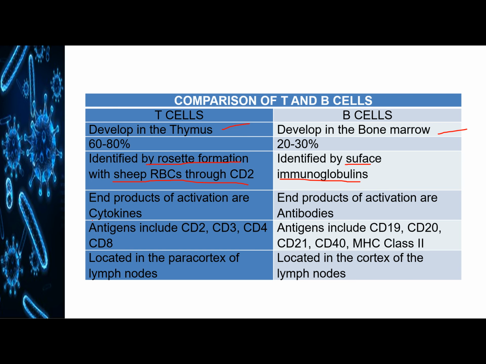End products of activation are cytokines for T cell, and products of activation for B cells are antibodies. Antigens would include CD2, 3, 4, and 8 for the T cell, while for the B cell, antigens would include 19, 20, 21, 40, MHC class 2.